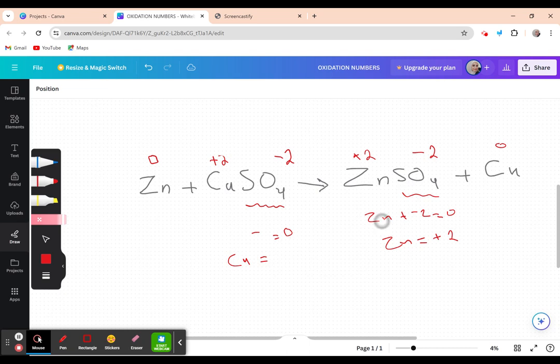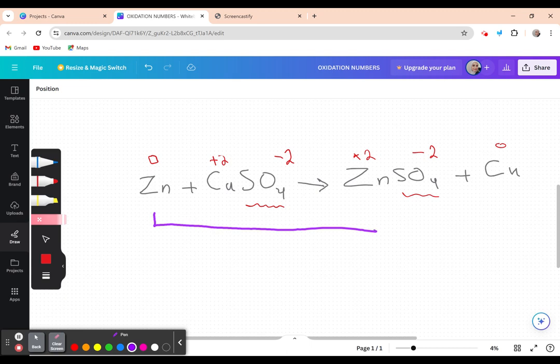Now, what is important is to know how to detect where the oxidation and the reduction are. In this case, Zn was 0, then it increases to +2, increasing the oxidation number. So this is the oxidation part. We call it the reducing agent. Reducing agent means that this substance helps the other substance to be reduced.